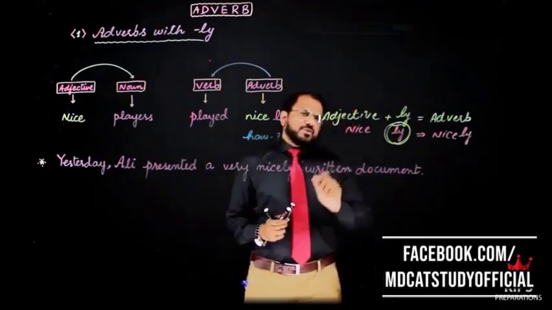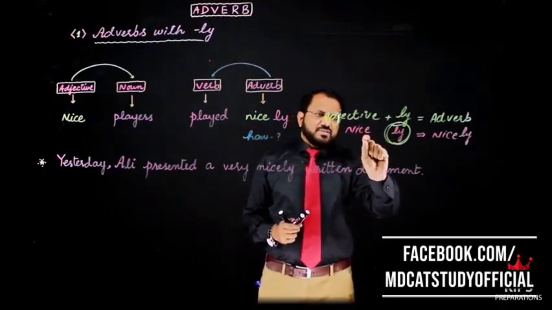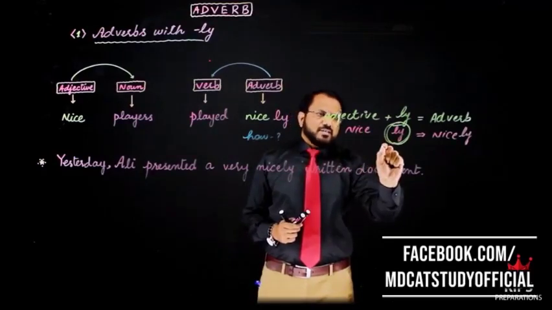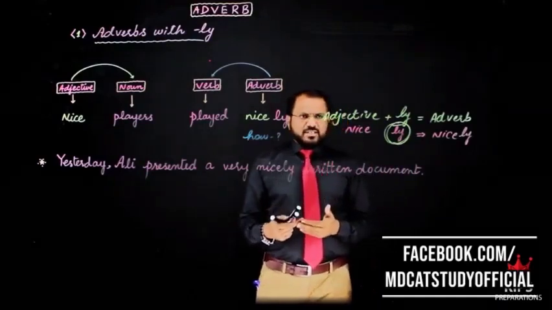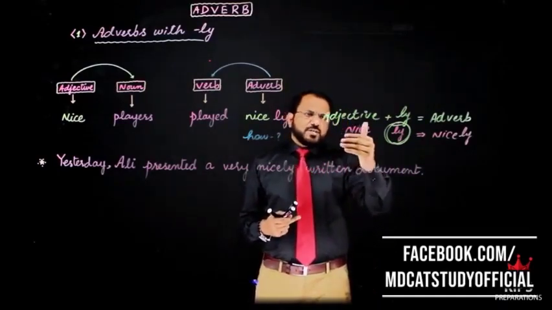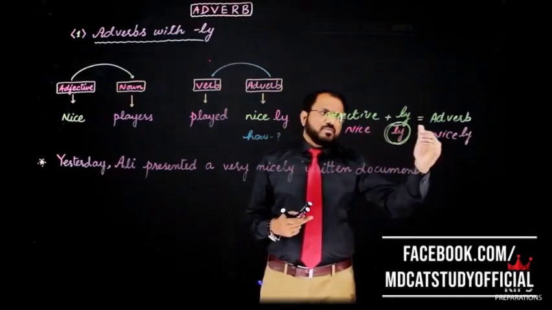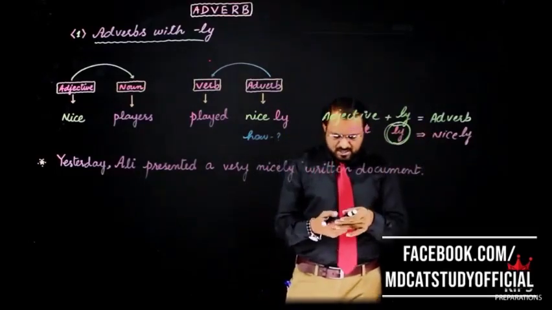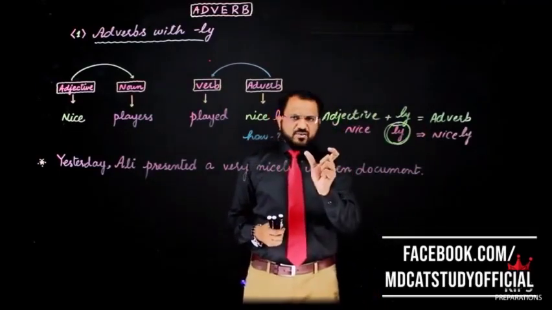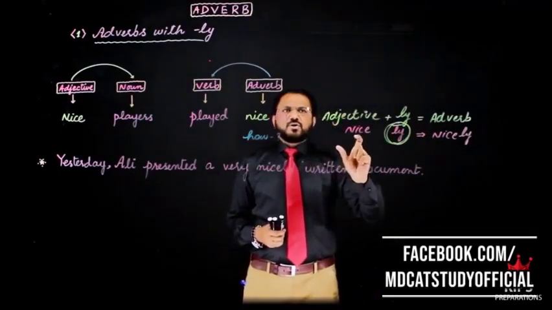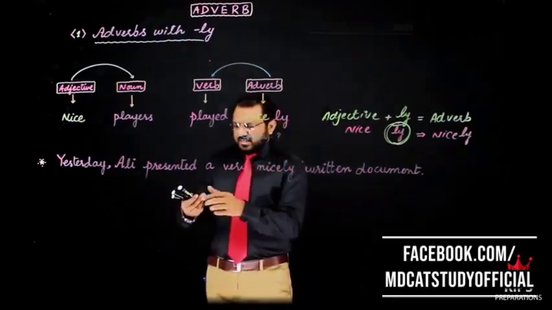This is a general rule: if we add ly to an adjective, we get an adverb. But if you try to apply this general rule to each and every adjective you come across, you will be committing mistakes. So the rule falls into two categories. The first one is when to use ly with an adjective to form an adverb. We have two conditions in which you add ly to an adjective to form an adverb. The first condition is this. Let's have a look at this sentence.